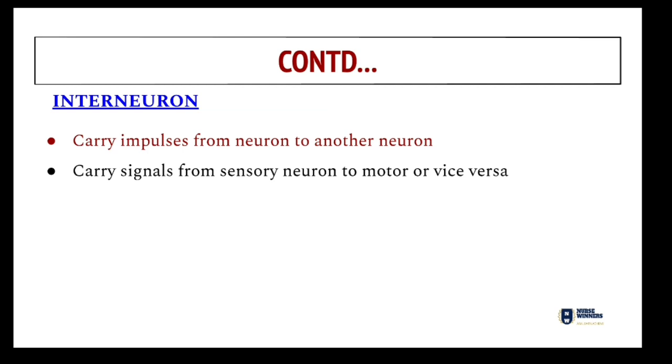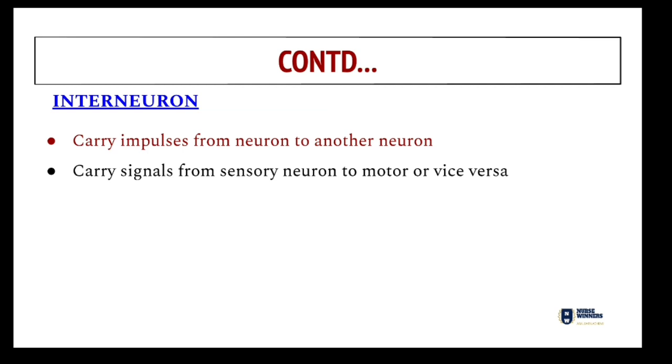The third type is interneuron. Inter means in between. That is, the nerve impulses are being carried or transmitted from one neuron to another neuron. So that junction, when they are transmitted from one neuron to another, that is what is called as the interneuron. So there are three types of functional classification of neurons: sensory or afferent, motor or efferent, and interneurons. So these are the classification of neurons.